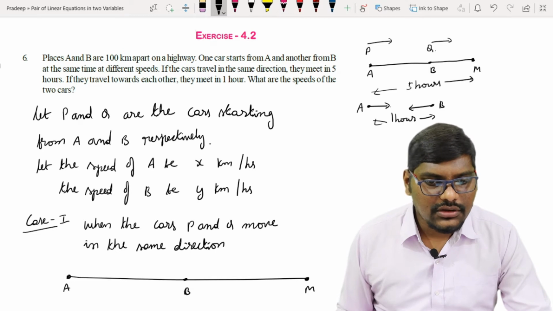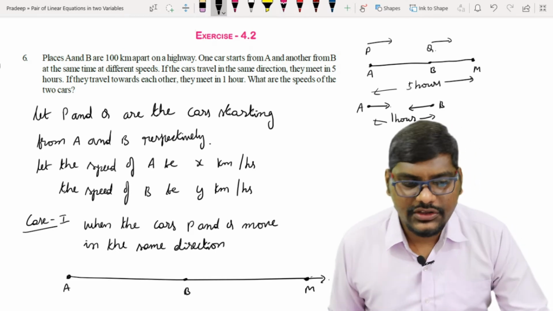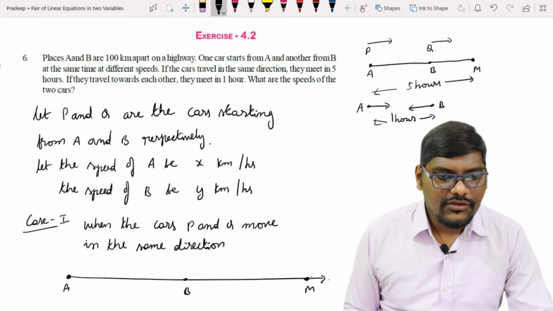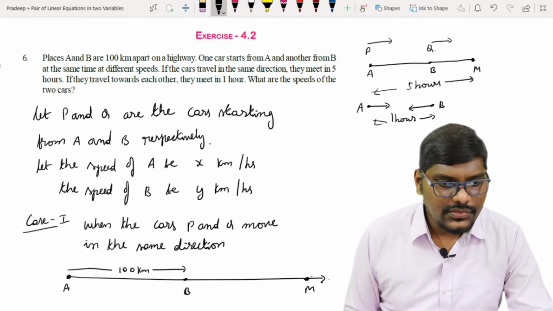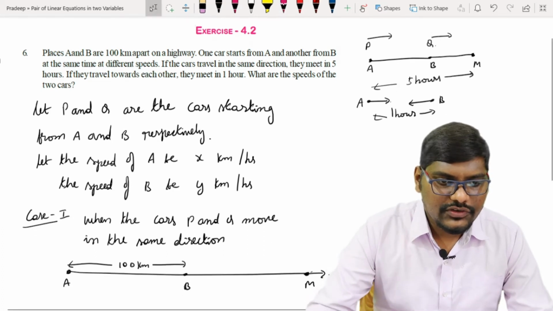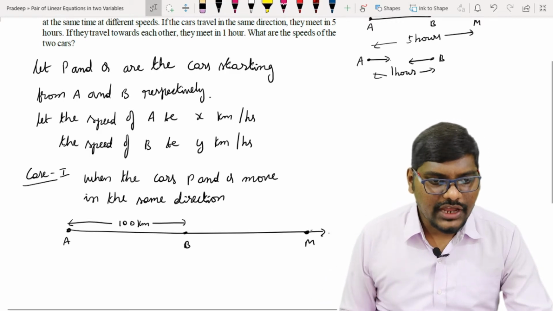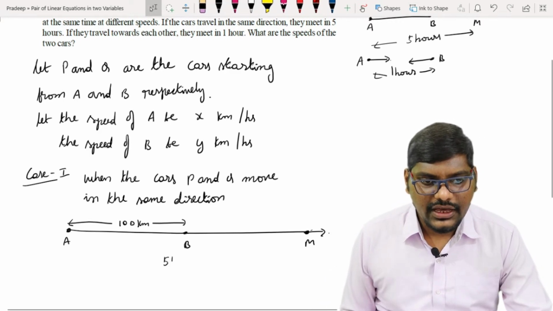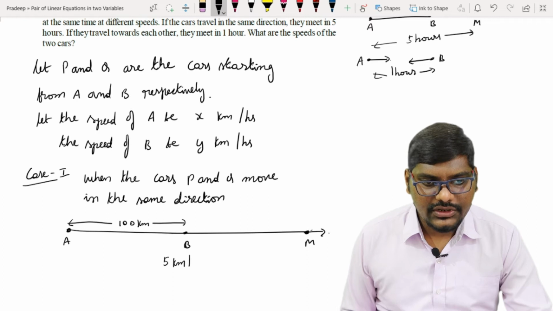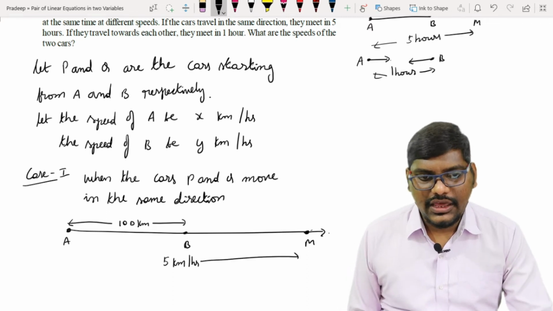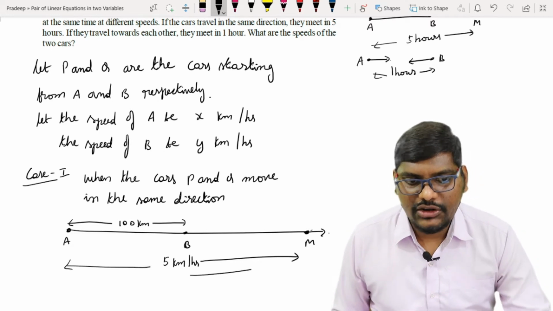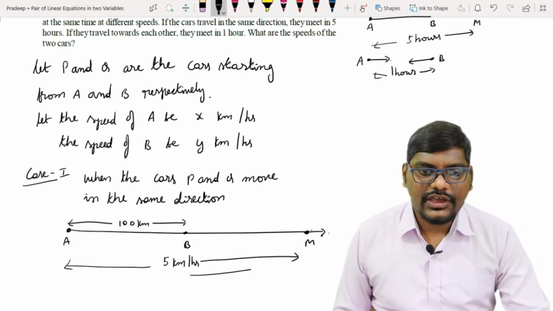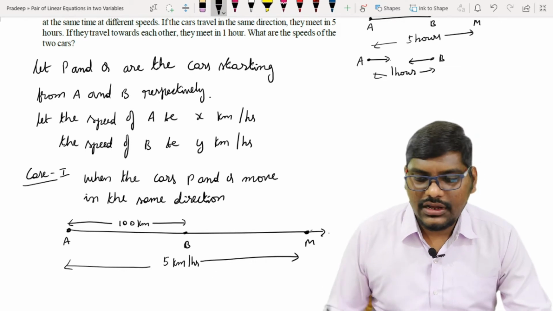Of course you can extend this a little, it doesn't matter. So this is point M, whereas the distance from point A to point B is about 100 kilometers, which was given. The time taken is 5 hours till M. So for A it was 5 hours, and for B also it was 5 hours.